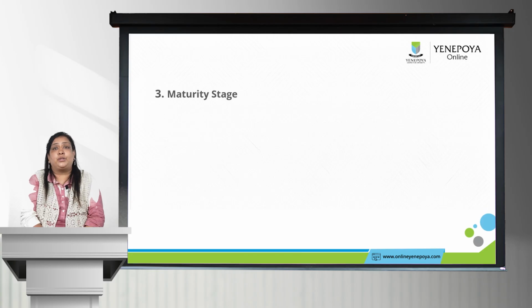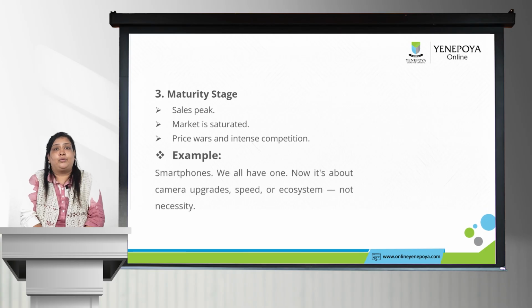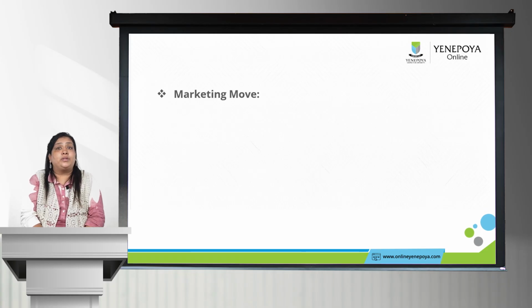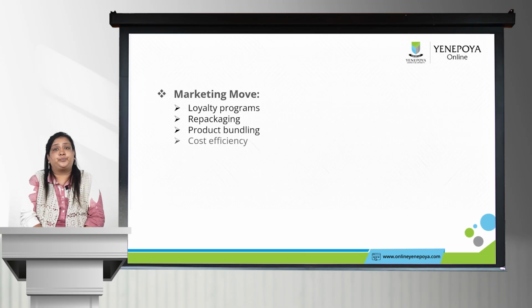And the third stage is the maturity stage. Everyone who needs it already has it. Sales peak, the market is saturated, and price wars and intense competition are going on. The example is smartphones. We all have one. Now it's about camera, upgrade, speed, or ecosystem, not necessity. The marketing move is loyalty programs, repackaging the product, and building cost efficiency.